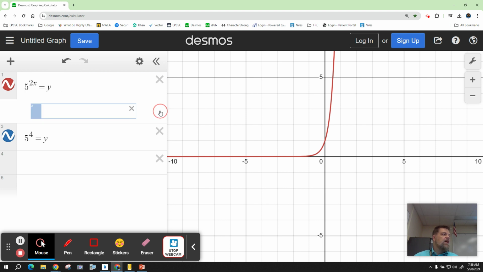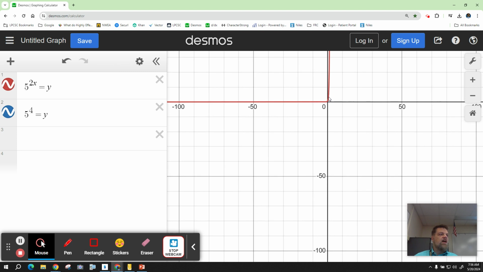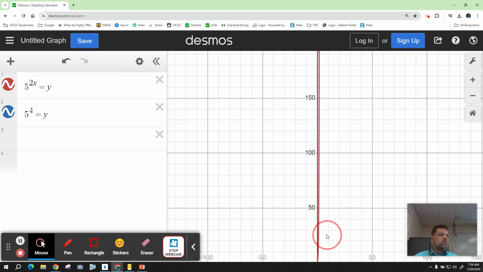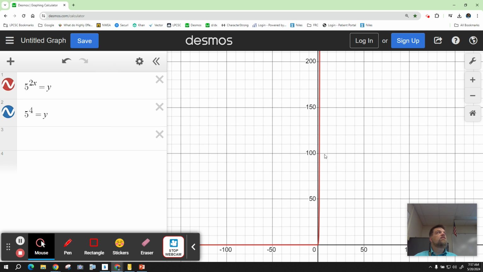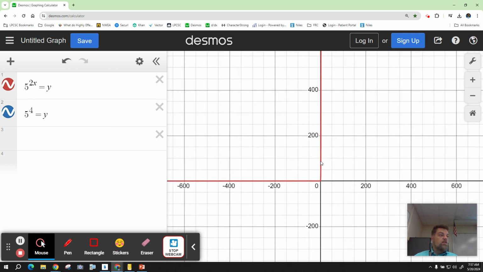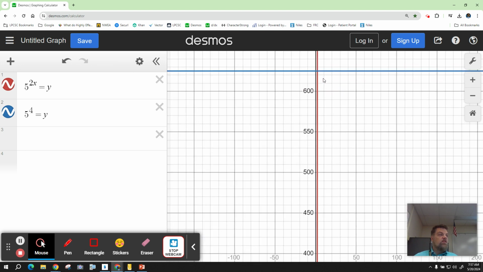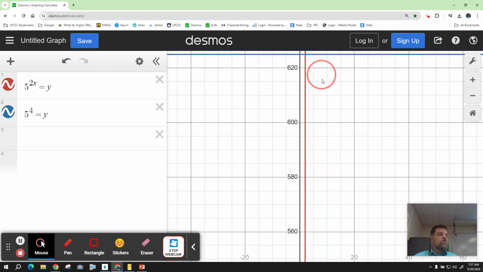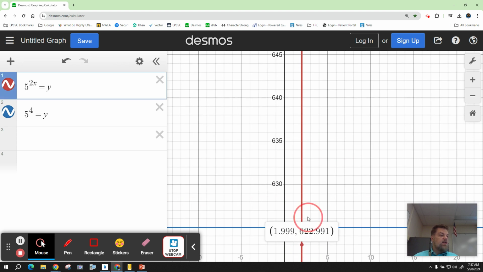Now, 5 to the 4 is a really big number. It's 125. So we've got to zoom out a little bit. Wait. No, 5 to the 4 is 625. So we got to go way up here. So we're going to zoom in where the two intersect. So that's going to be a challenge for some of you guys, because you're going to have to zoom in and out. But what do you notice? X equals 2.